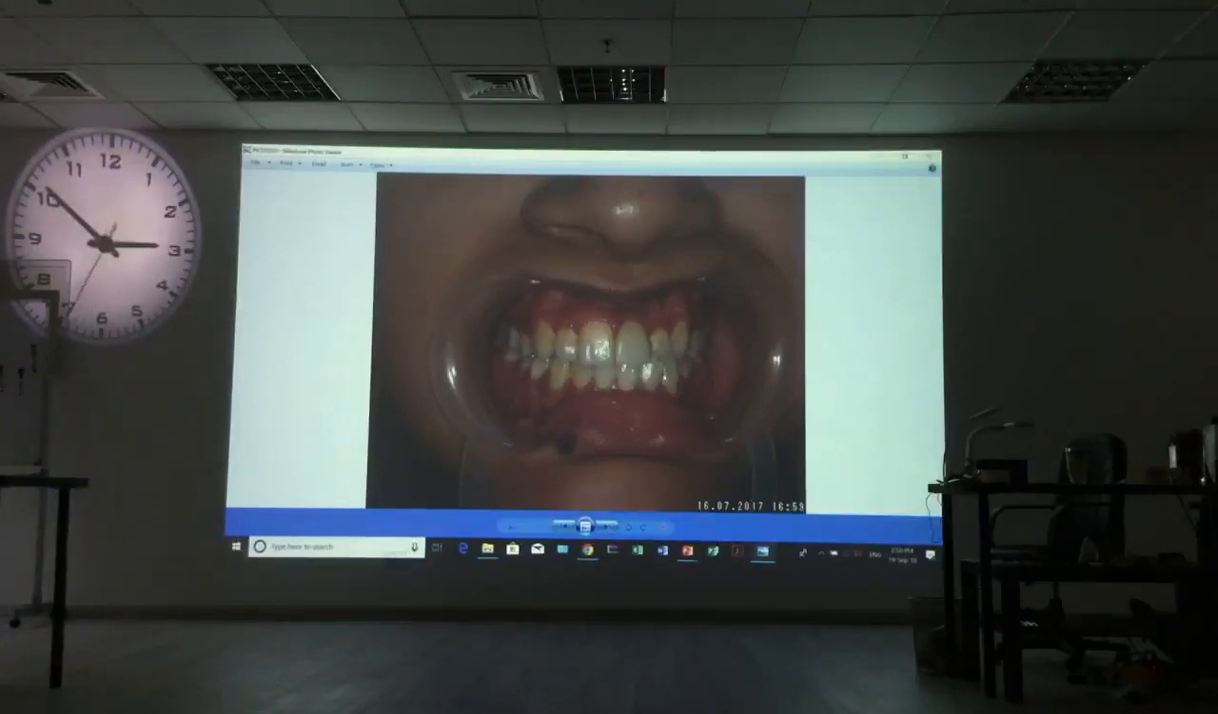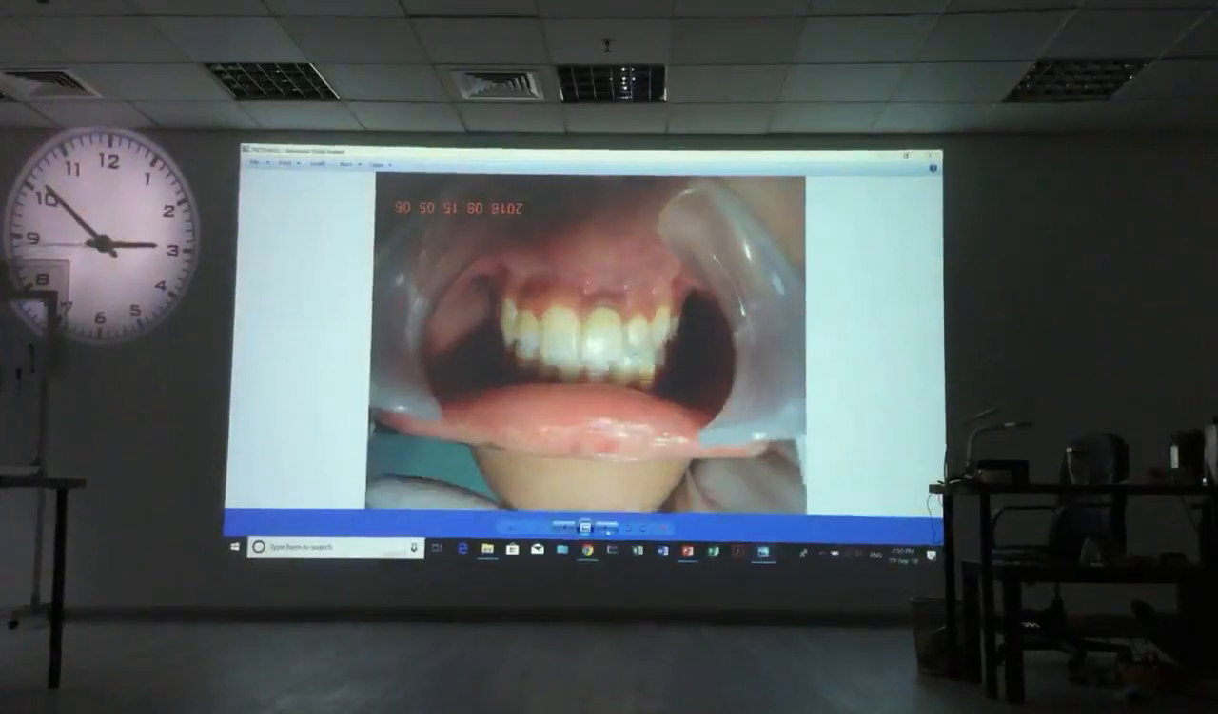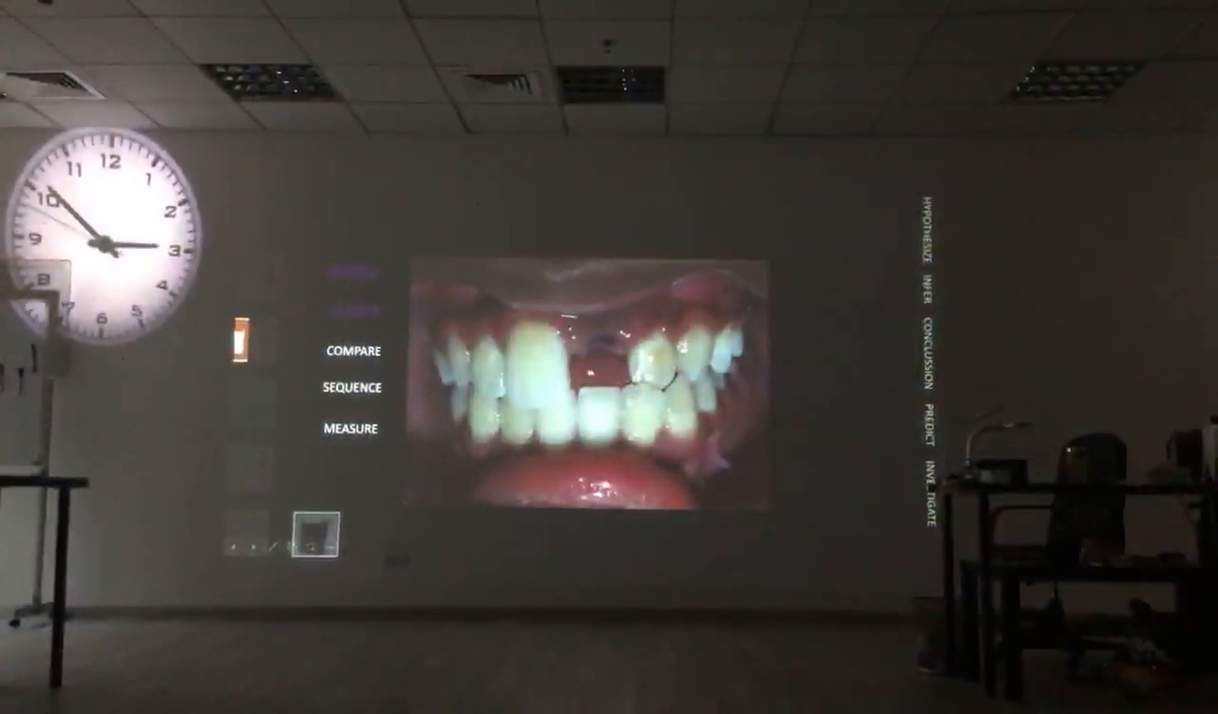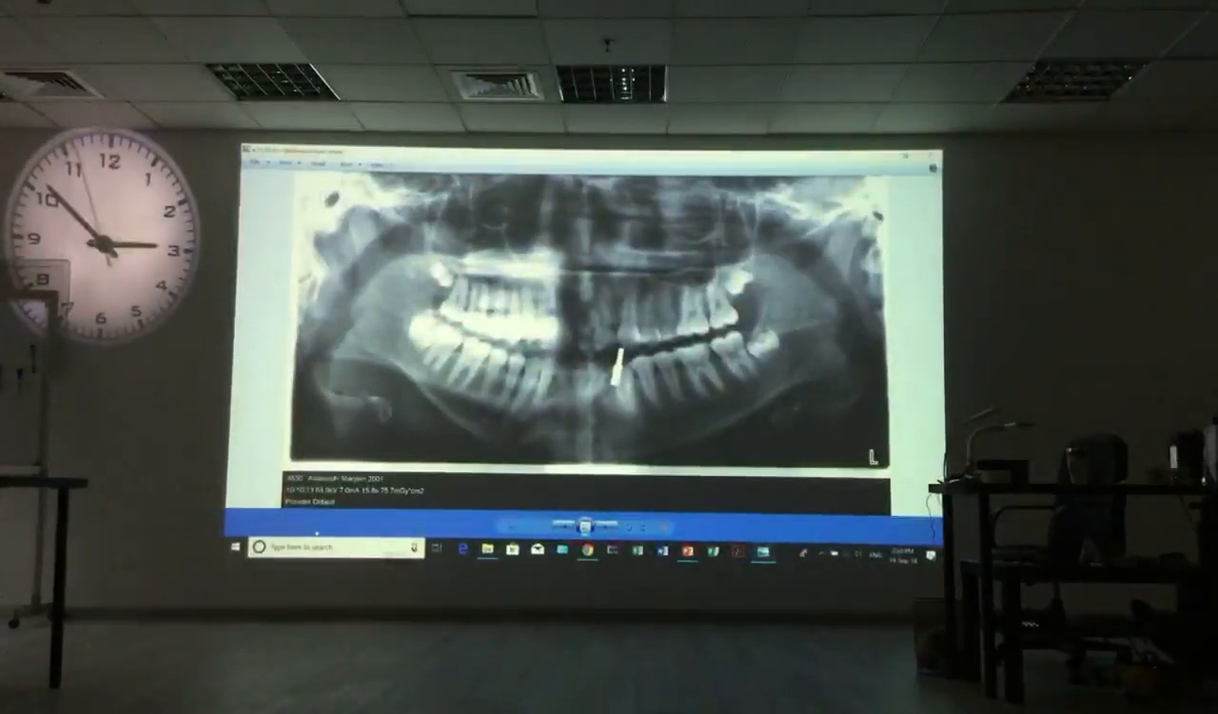Which restoration? Yeah, because the mesiodistal space here should match the width of the central. Maybe she had the space before, when she had the tooth between the lateral and the central, probably. I don't know. Yeah, could be.